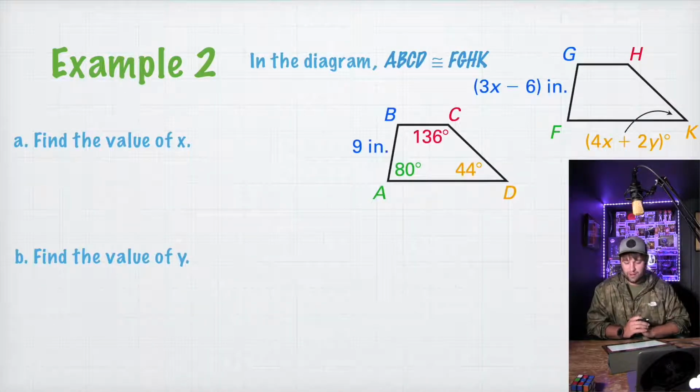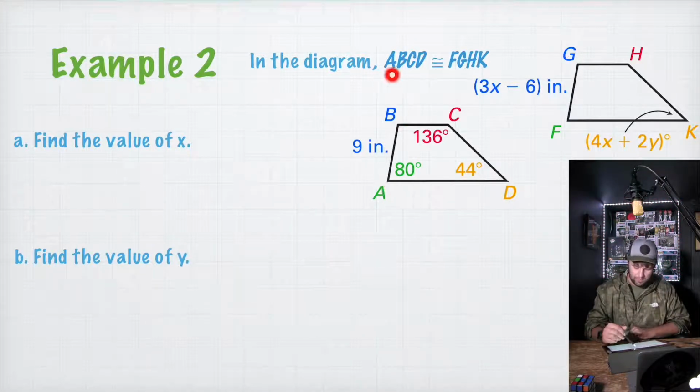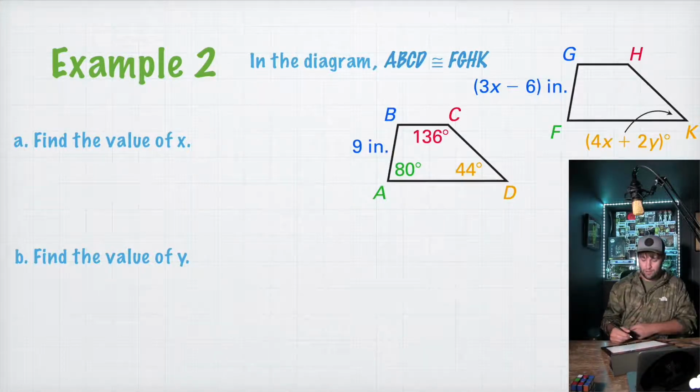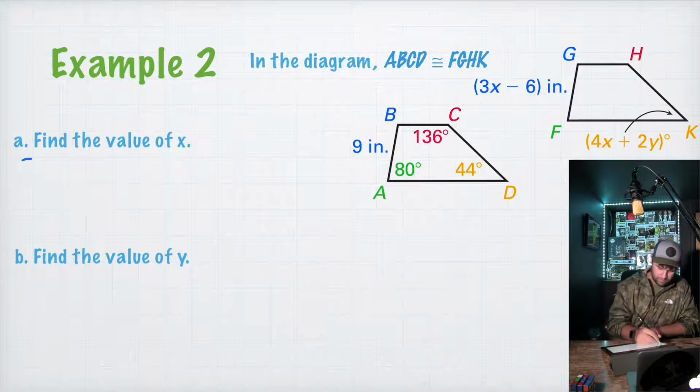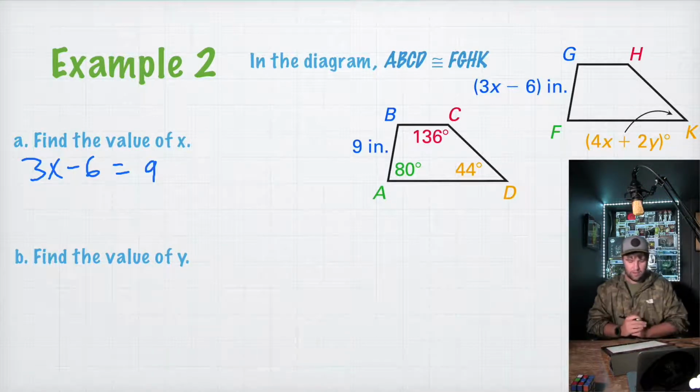Example 2. In the diagram, shape ABCD is congruent to shape FGHK. Okay? So they want us to find the value of x. AB, right here, is congruent to the first two over here, FG. Okay? So 3x minus 6 is equal to 9, right? So let's go ahead and write that down. 3x minus 6 is equal to 9.